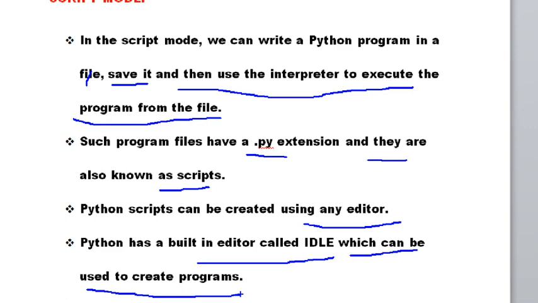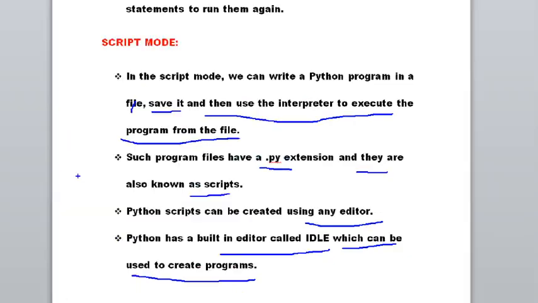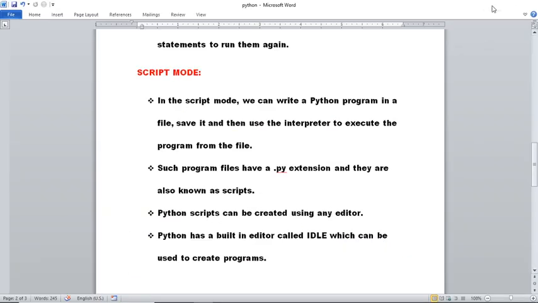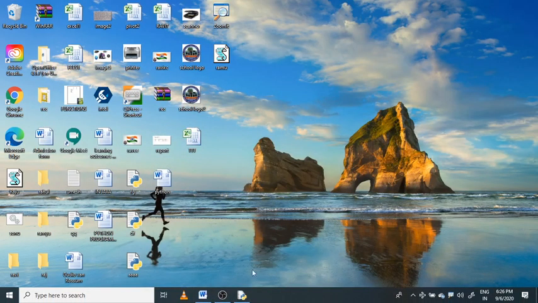In script mode we have to save the files with the extension .py, and they are also known as scripts. So program files are what we call scripts. These scripts can be created using any editor, but Python has an inbuilt editor called IDLE, which can be used to create programs. Now let us see how to create a program file in script mode.